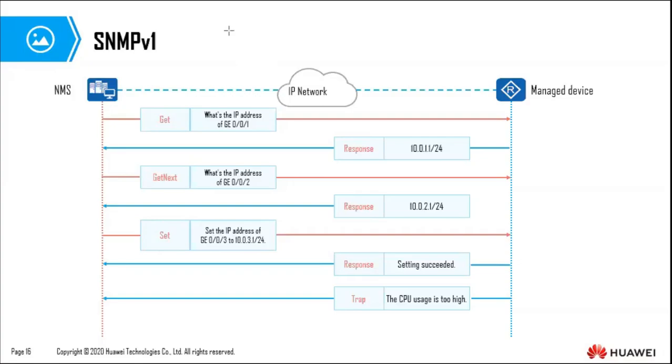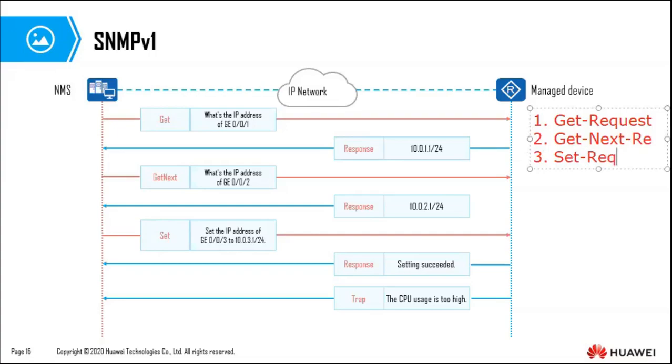Thank you. Okay, so let's look at how SNMP version 1 works. SNMP version 1 uses one of five packet types to achieve its operation. The first packet type is called GET request. Let me just type them here. Number one, we have GET request. It's important that you remember them. Number two, we have GET next request. Number three, we have SET request. Then number four, we have response. And lastly, we have TRAP. So SNMP version 1 uses these five.